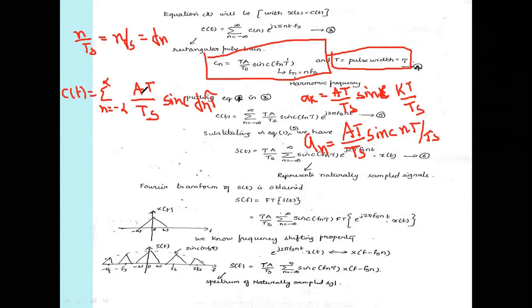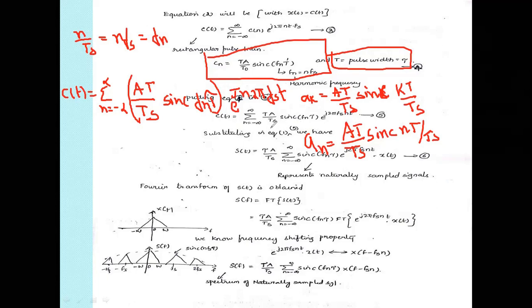This total function is Cn and is multiplied with e power j n 2 pi fs t. That is the equation we have in the synthesis equation. E power j k omega naught t, where k is replaced now by n. What is omega naught? 2 pi f, that is 2 pi fs into t. We got the C of t is equal to. Substitute this equation in 5, we have equation 1 in the 5.